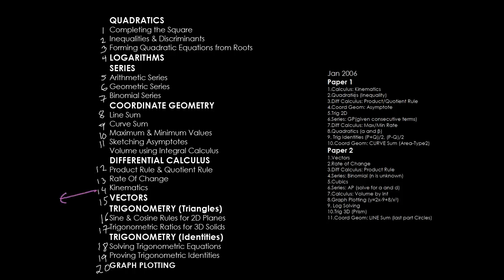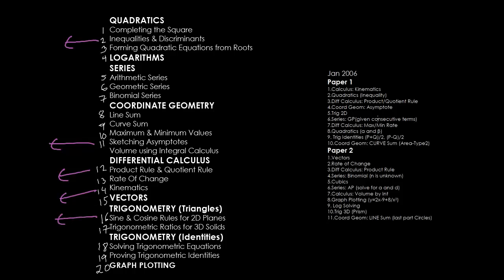Then we had a quadratic inequality, so we can cross off quadratic inequality. Then differential calculus, product and quotient rule, so we can cross off that too. And then we did asymptote, so coordinate geometry. This is sketching asymptote, this one. Then we had a trigonometric 2D sum, which falls under trigonometric triangles, which is the sine rule or cosine rule.